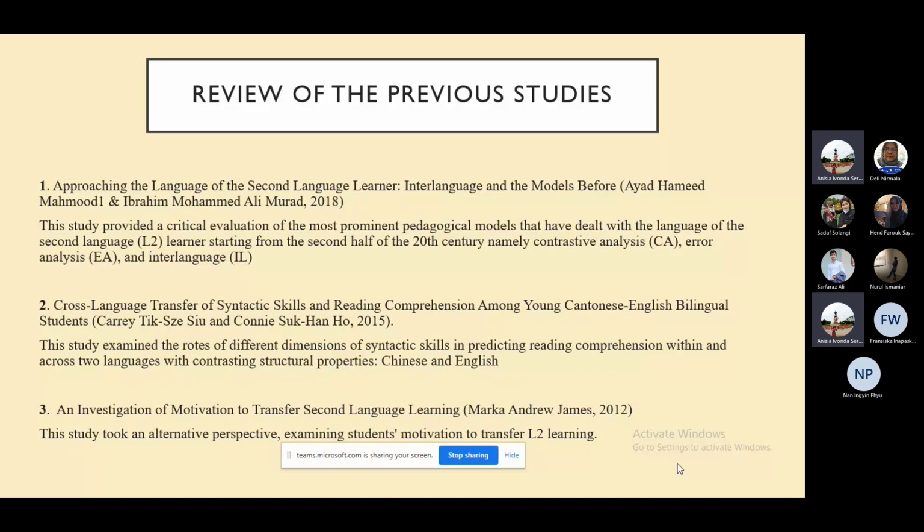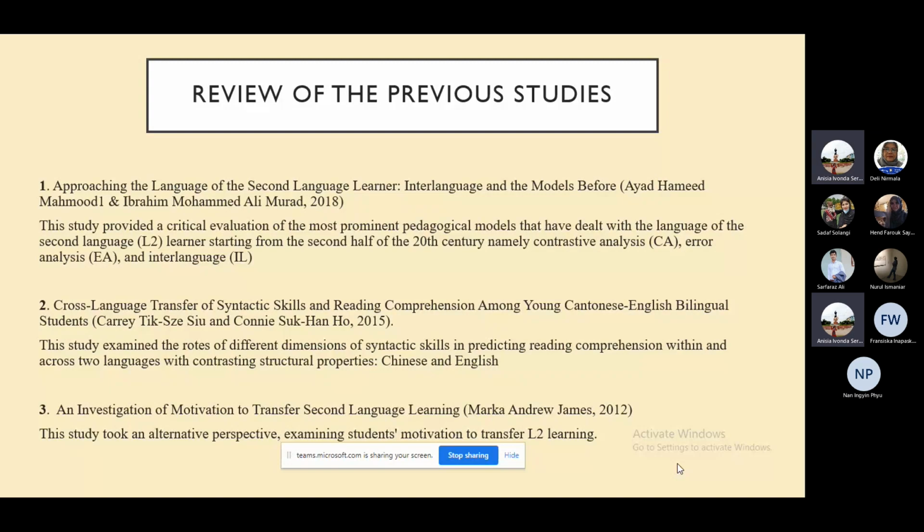This study provides a critical evaluation of the most prominent pedagogical models, which are contrastive analysis (CA), error analysis (EA), and interlanguage (IL). So the similarity we share is the idea of interlanguage. The first study is talking in a broad concept, three big pedagogical models, while mine is in interlanguage, but I even make it narrower.